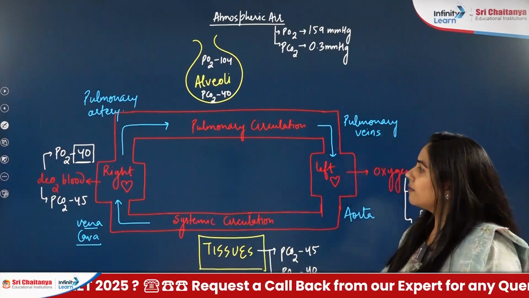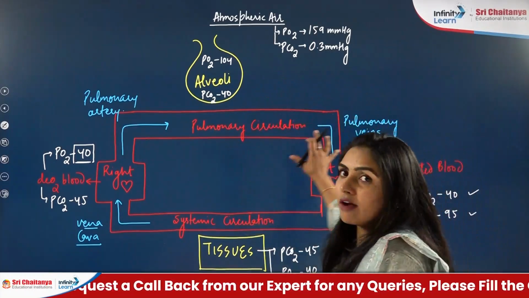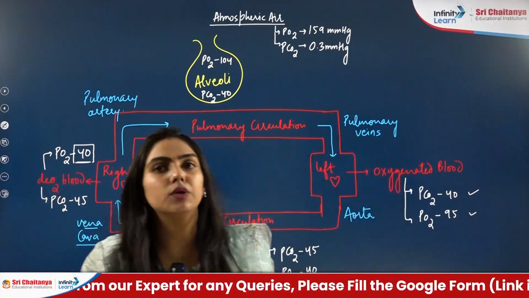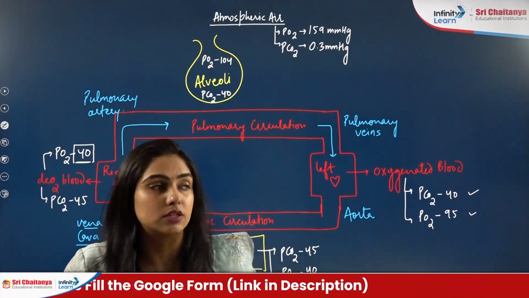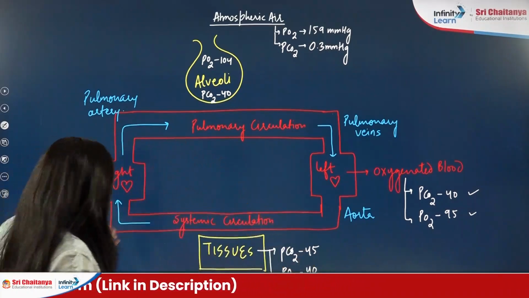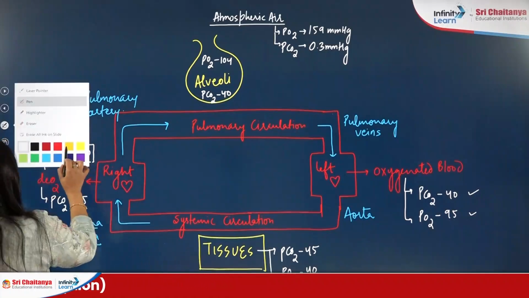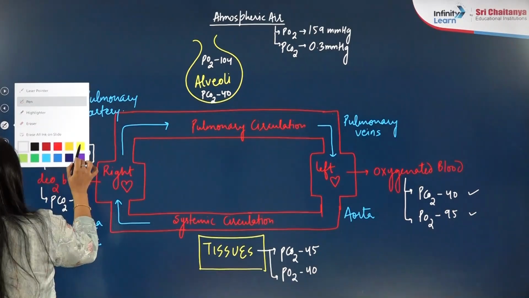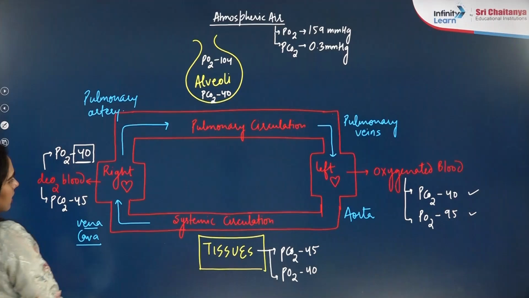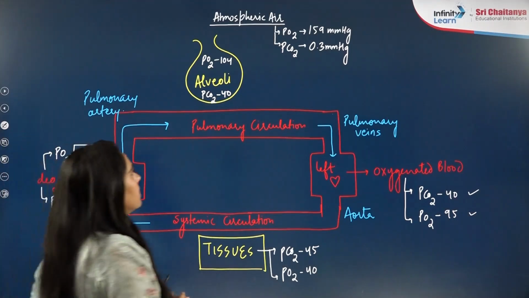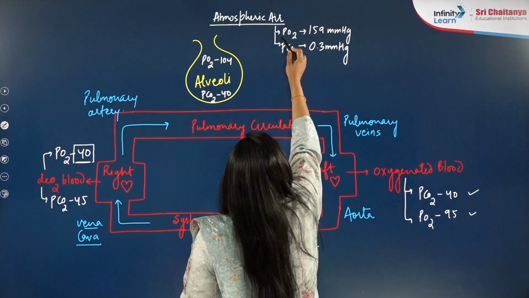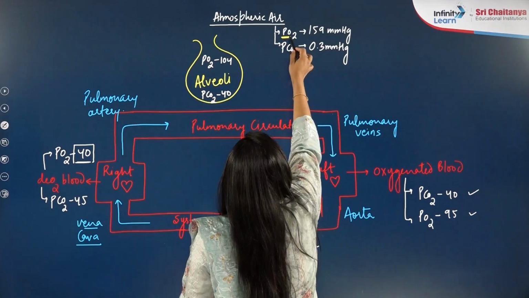You have to remember this. You need to remember the partial pressure values. Otherwise, you cannot understand the exchange of gases. If you have remembered and understood these partial pressure values, then let us see how the exchange of gases will occur. See, let us start from the exchange of oxygen.